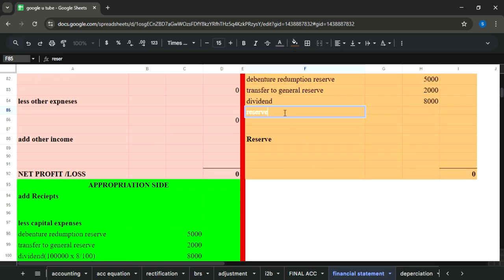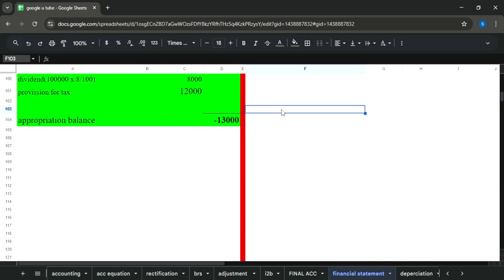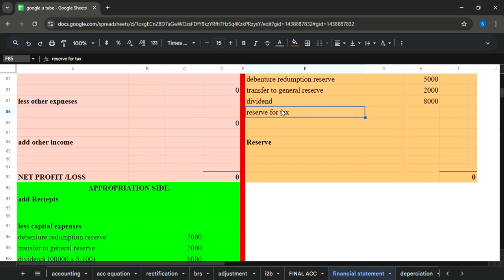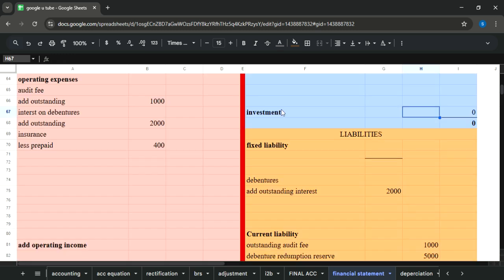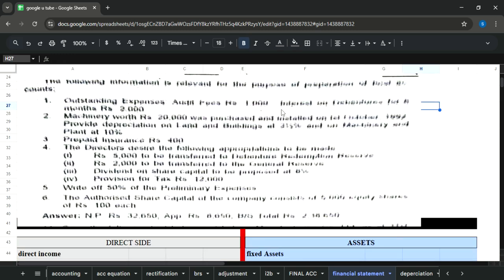Here you will mention reserve for tax, provision or reserve, one and the same thing. Okay, so you will write 12,000 in current liability side as well. So guys, you have seen that all appropriation activities are completed.